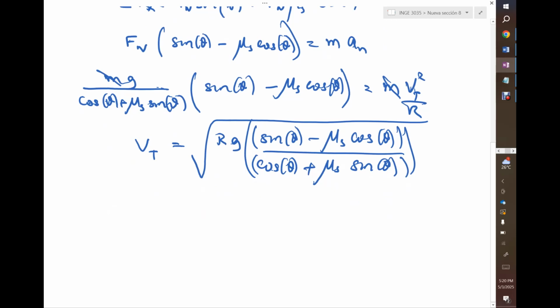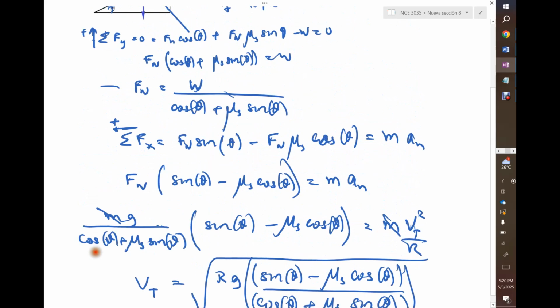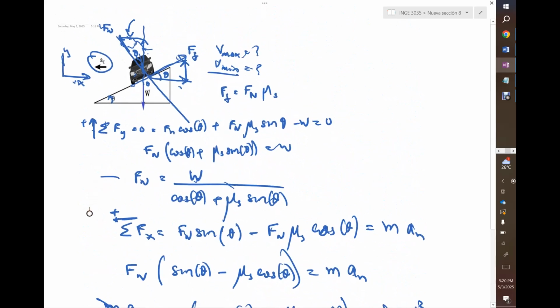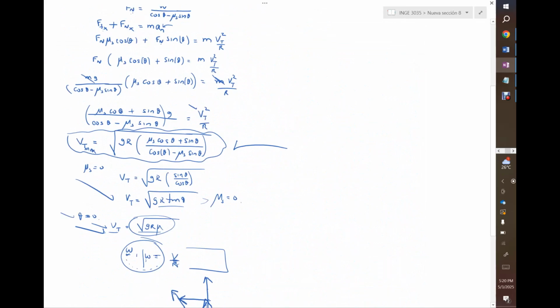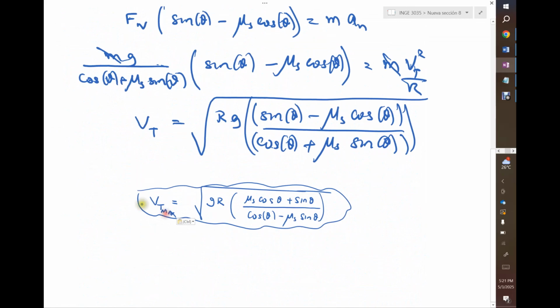What's going to happen if there's no friction at all? If there's no friction, we end up with the same result as one of our cases when there was no friction on the other page. Let's bring the differences between both. Let's copy these. This is minimum velocity, and I have a problem with my pen here, but bear in mind. Minimum velocity and maximum velocity.